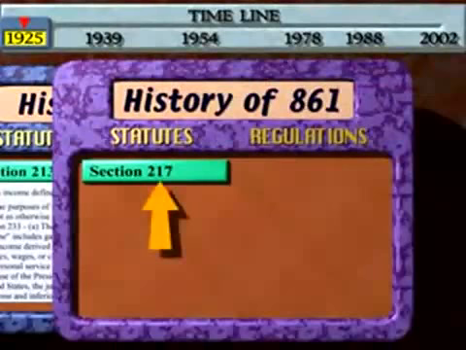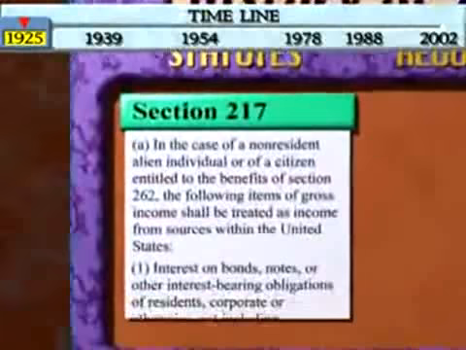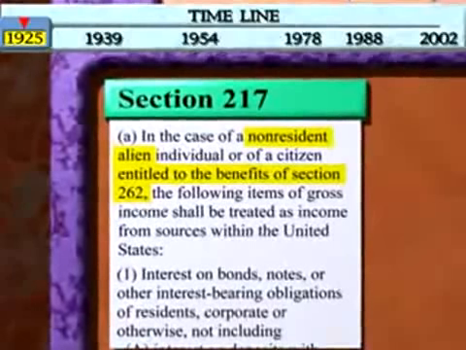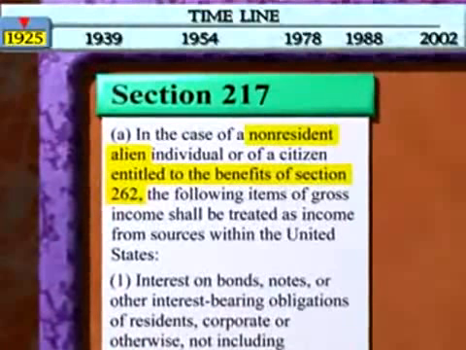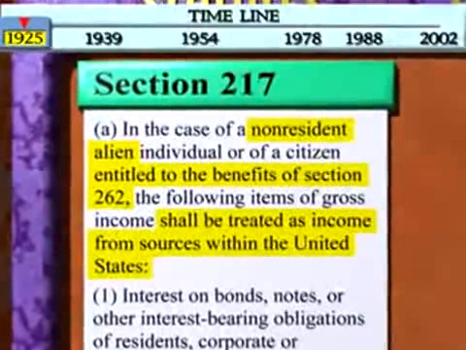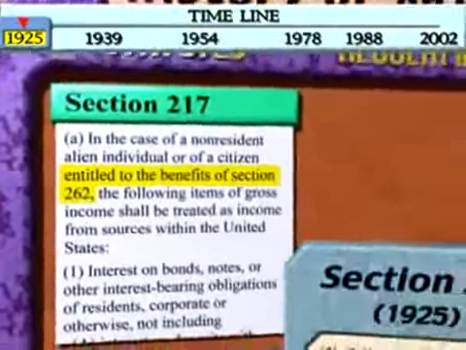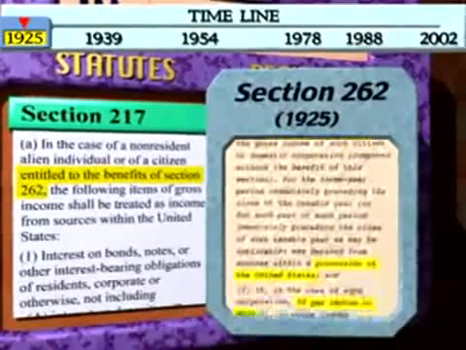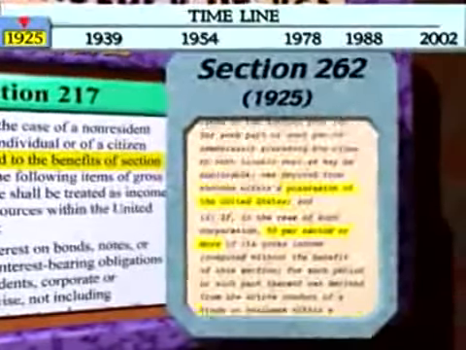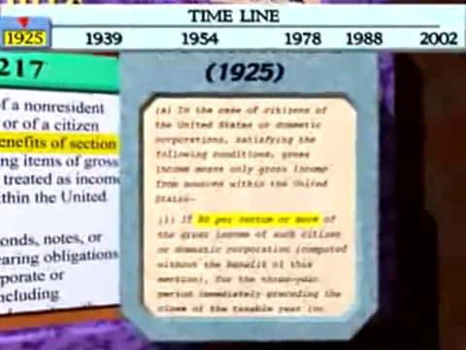Back then, this section of the law was only 4 section numbers away from the general definition of gross income. It said that, in the case of non-resident aliens and citizens entitled to the benefits of Section 262, certain kinds of income were to be treated as income from sources within the United States. First, we must see who was entitled to the benefits of Section 262. Under that section, citizens who received most of their income from federal possessions, such as Guam or Puerto Rico, were taxed only on their income from the 50 states, but not on their income from the possessions.